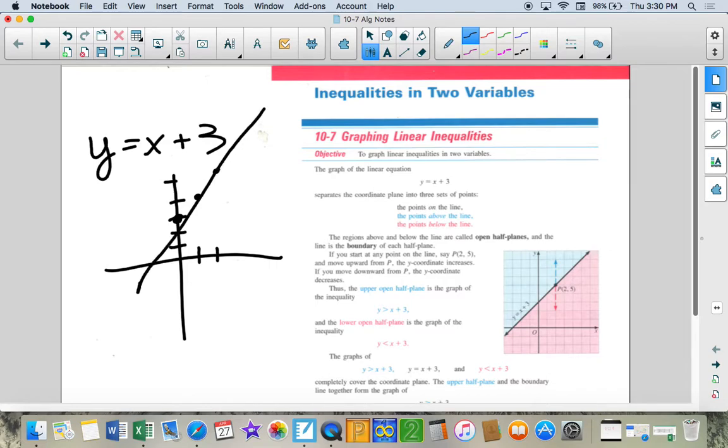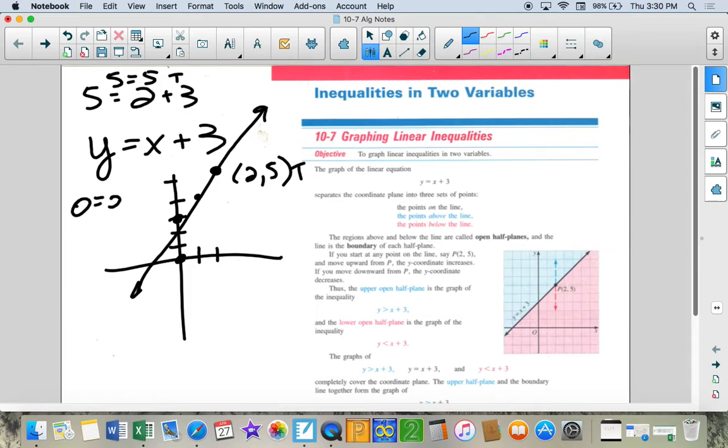So we get 3 points, and that line would represent all of the solutions, meaning if we took this point right here, which is 2, 5, we plug it back into the equation, y equals 5, x equals 2, we would get 5 equals 5, meaning it's a solution. So that would be a true value. What if I pick the point 0, 0? If we plug 0 in for y, 0 in for x, we get 0 equals 3? No, that's a false value.